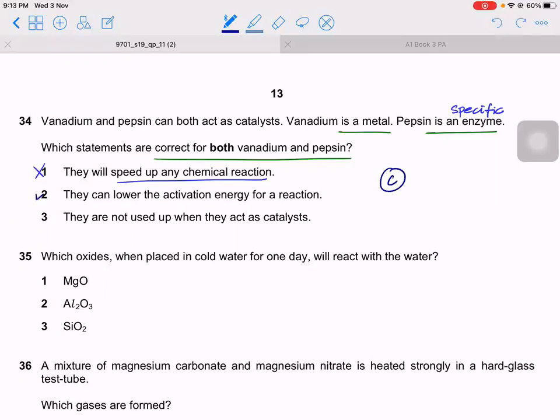Catalysts lower the activation energy. Yes, they are not used up when they are used as catalysts. True, because catalysts are not used up.